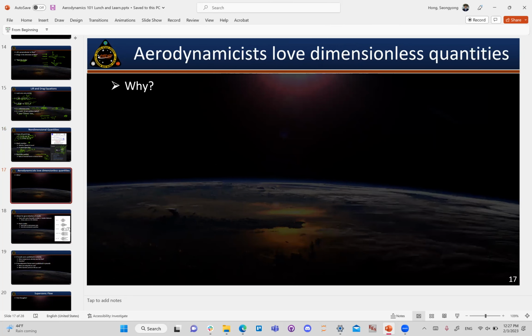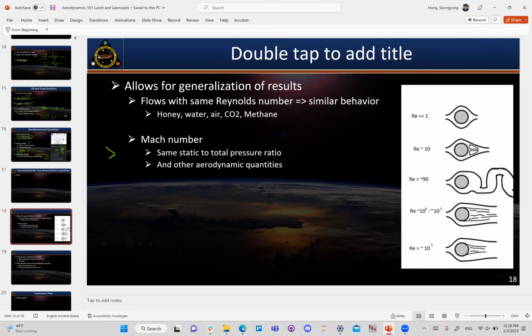So aerodynamicists love these dimensionless quantities. And why do you think that is? So you just multiply different things by them to get information. Yeah, I think you're getting to it. It's kind of like distilled information. You can just multiply it back into your context and get your specific result back. You're right. I think it allows for generalization of results.